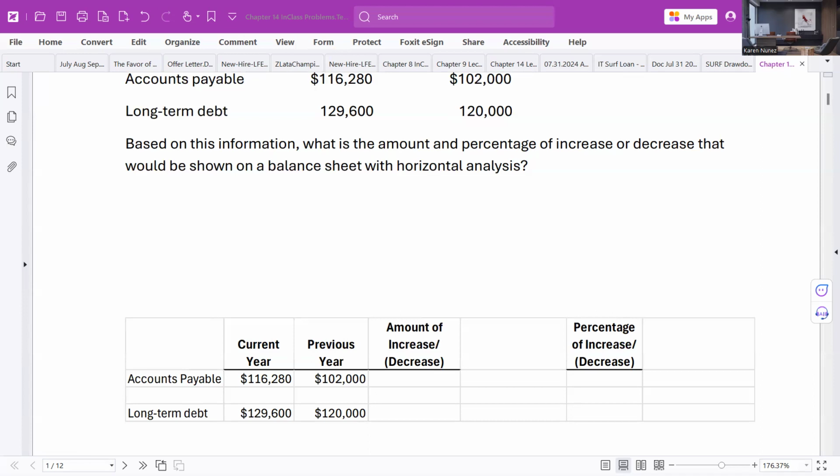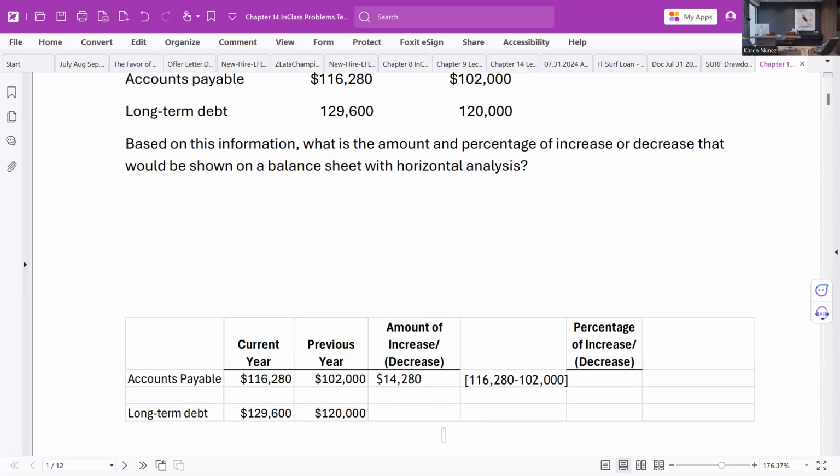So let's see, we've got 116,280 minus $102,000. That is exactly $14,280. So all we're doing is taking the difference between those two numbers. And I will put the actual calculation right here in this cell. So 116,280 minus $102,000 gives us the 14,280. That's the amount of the increase.